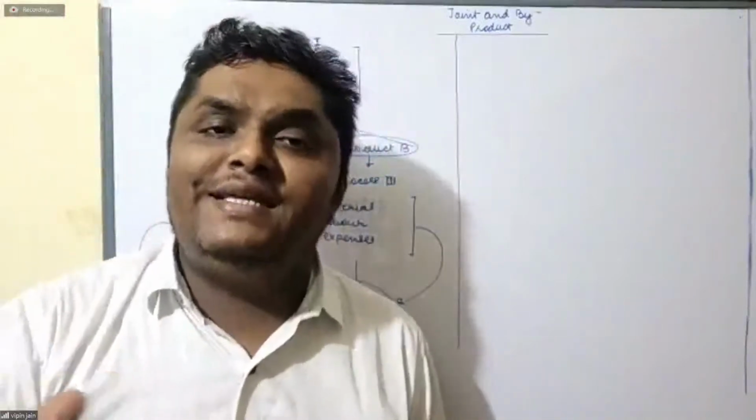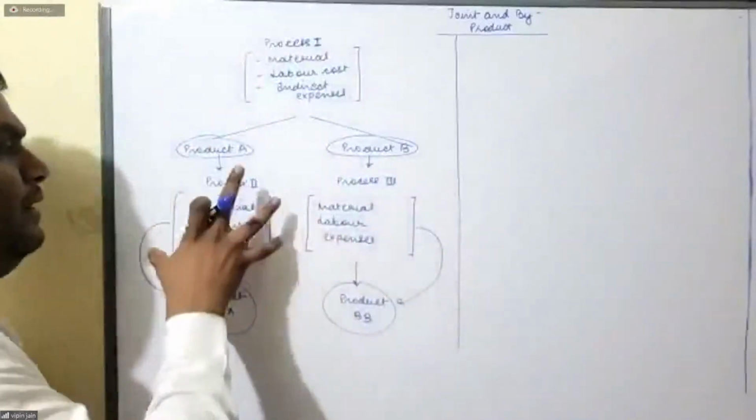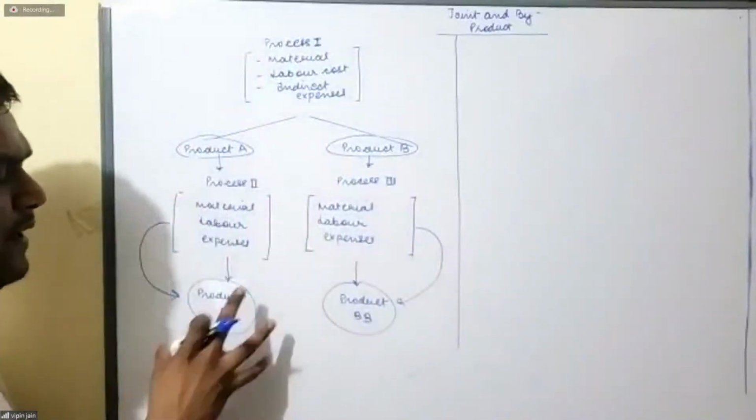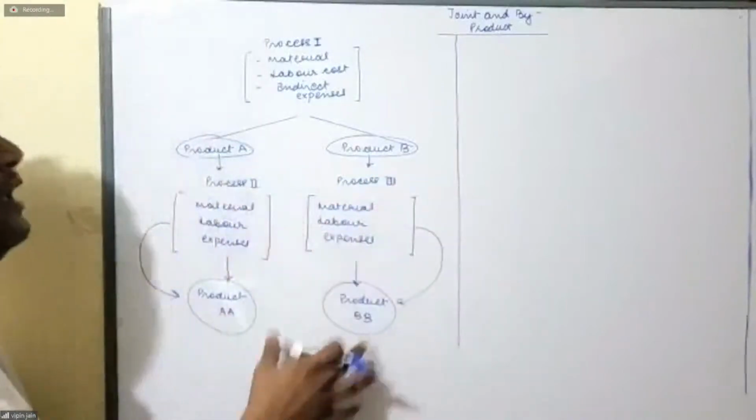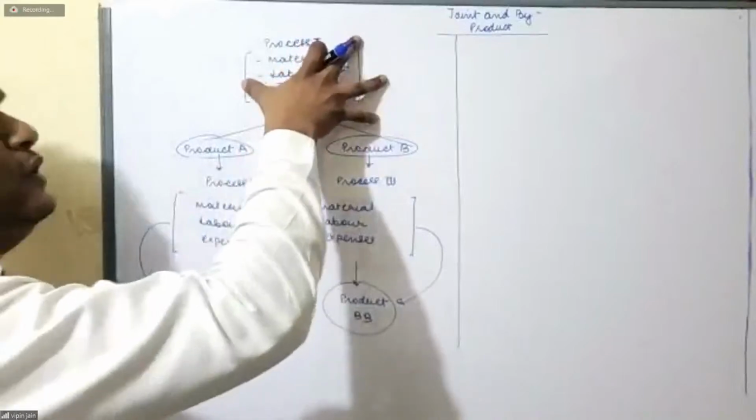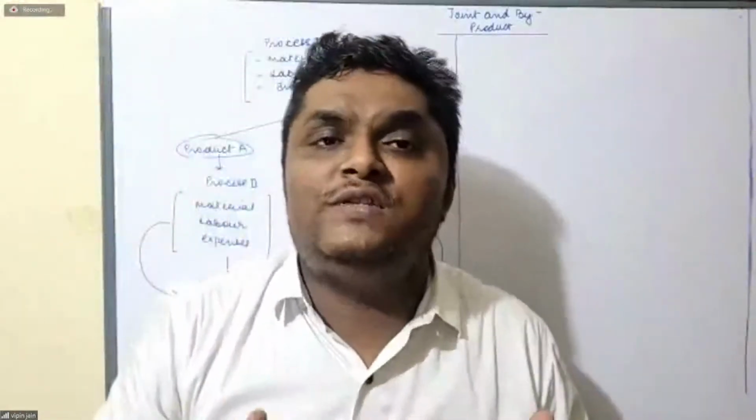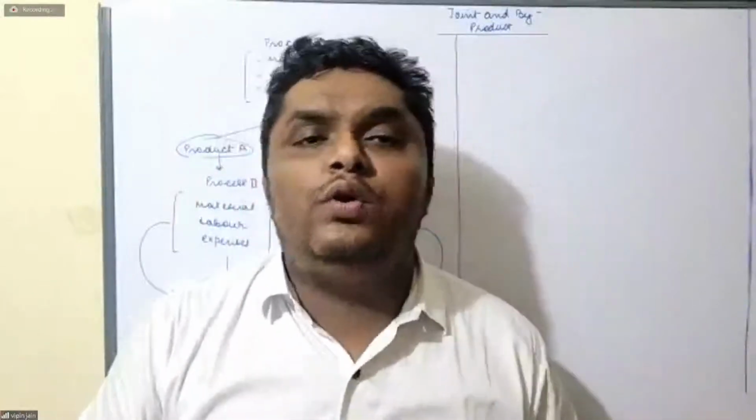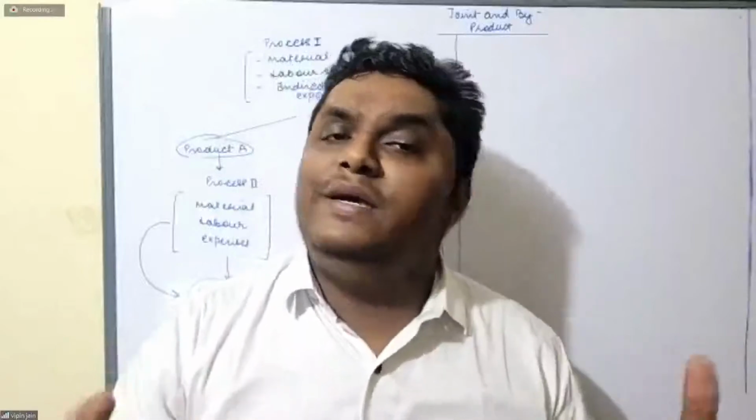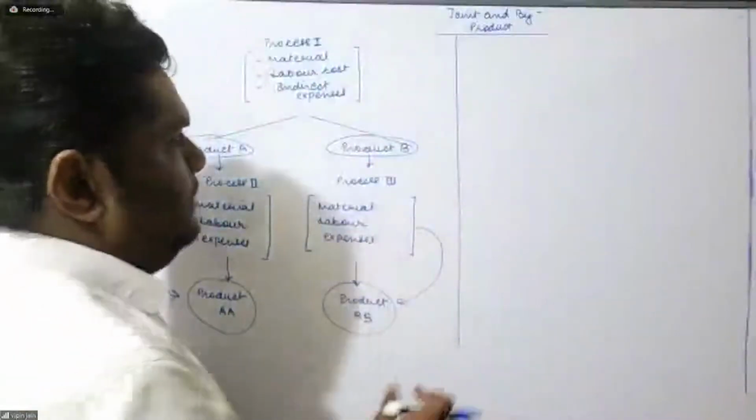So this is all the exercise we'll be doing in this chapter. I repeat again, the cost of process second belongs to AA. The cost of process third belongs to BB. But what about the cost of process first? The point is how to distribute the cost of process first among AA and BB to calculate the total cost. So that is all what we'll be discussing in this chapter, that is joint and byproduct cost.